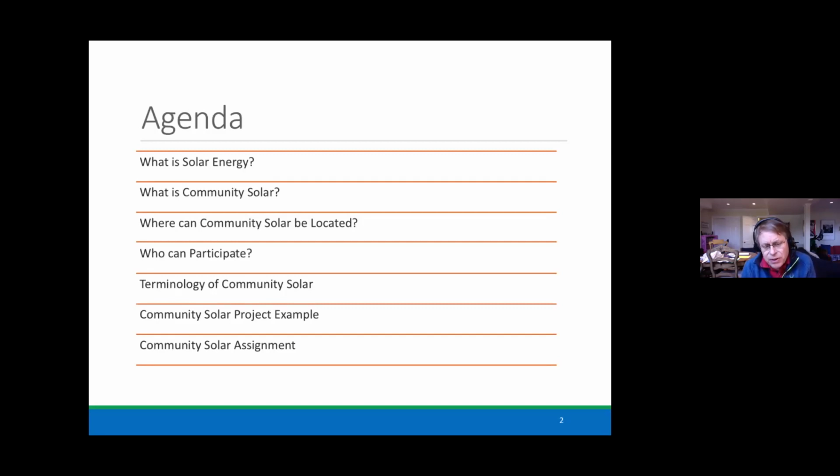And then community solar project examples, so you have a sense for how these projects are structured and what a possible community solar assignment might be for you or your classmates.